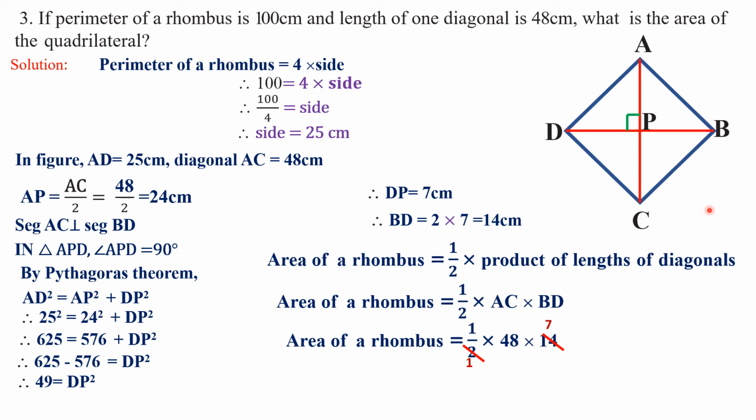So we get the answer. 7 eights are 56. We write 6 and carry 5. 7 fours are 28 plus 5, that is 33. Area of rhombus is equal to 336 square centimeter. So complete this example in your notebook.